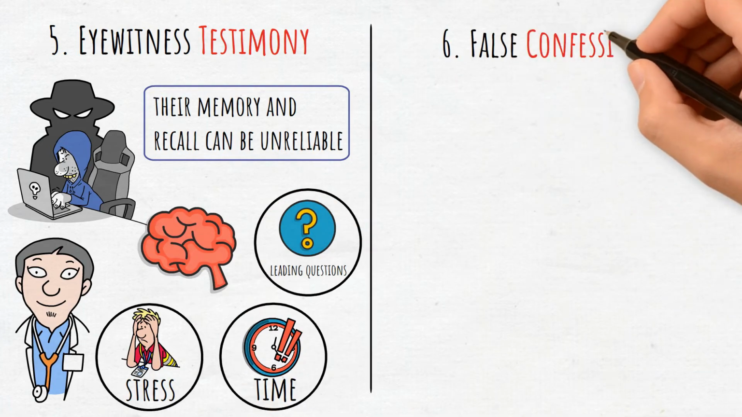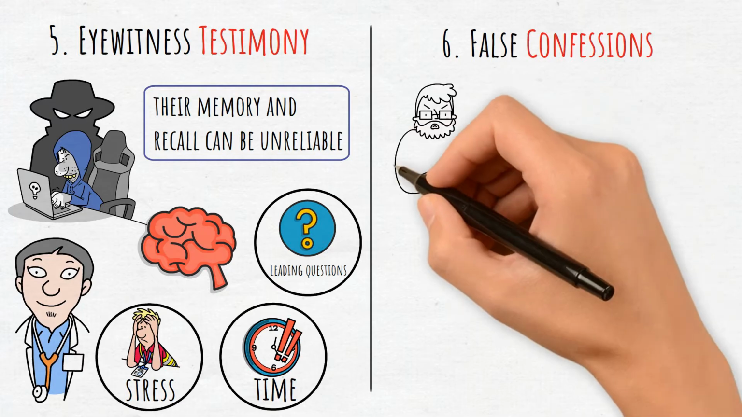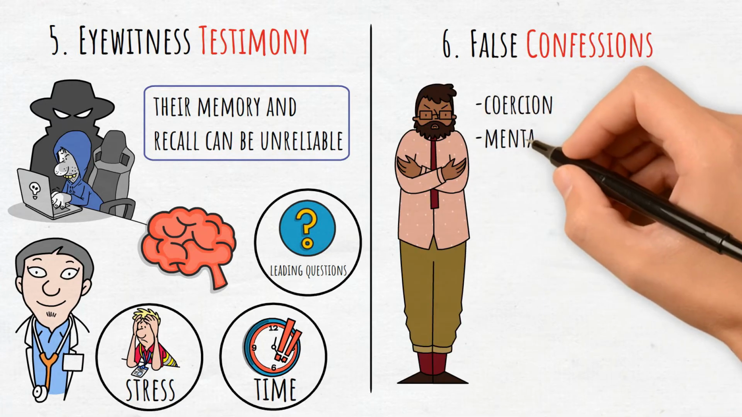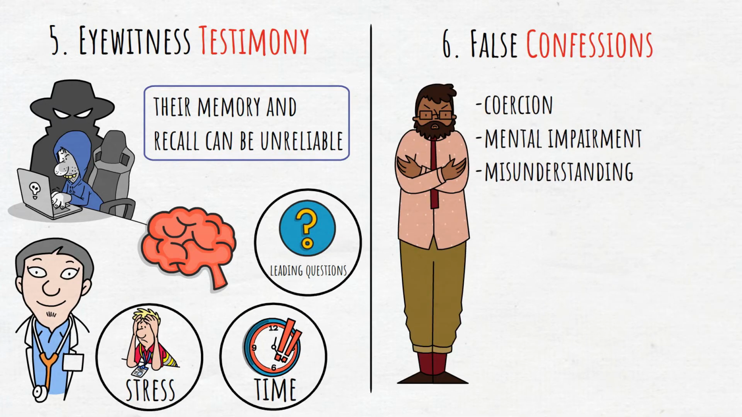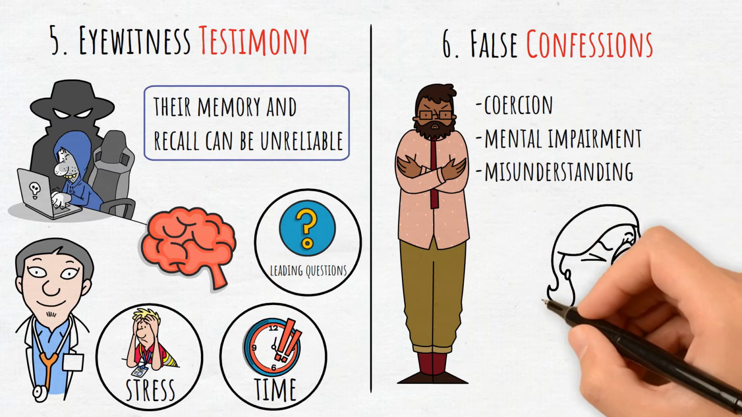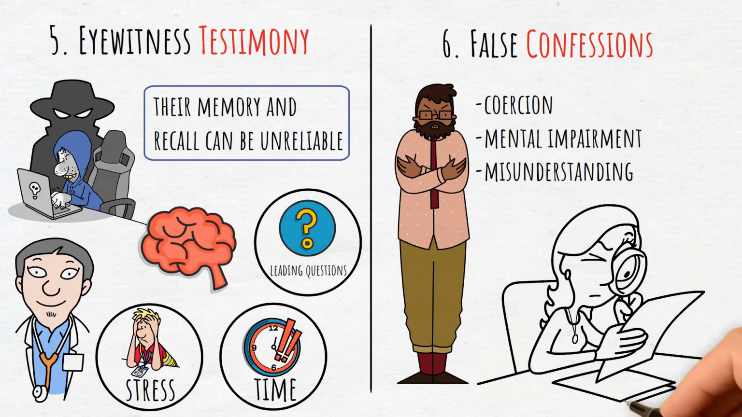6. False confessions. Some individuals confess to crimes they didn't commit due to coercion, mental impairment, or misunderstanding. Forensic psychologists work to understand the psychological processes behind false confessions.